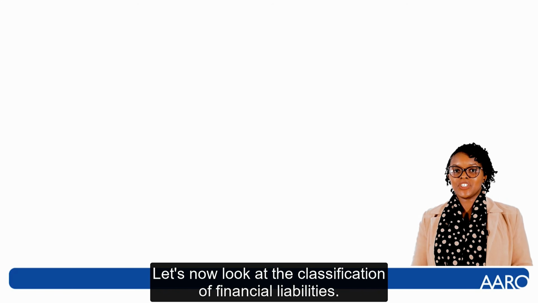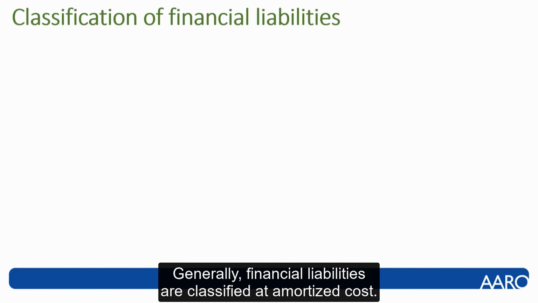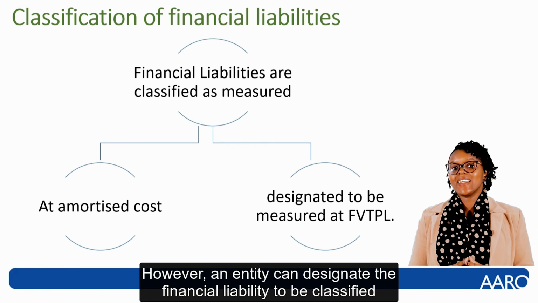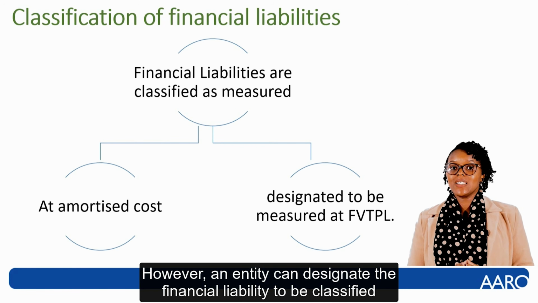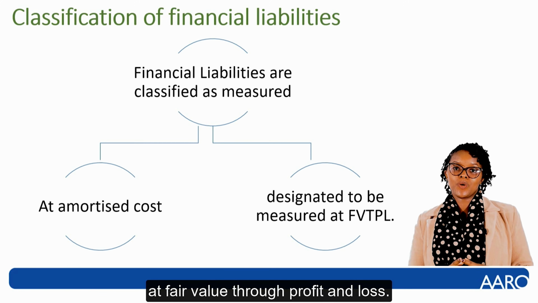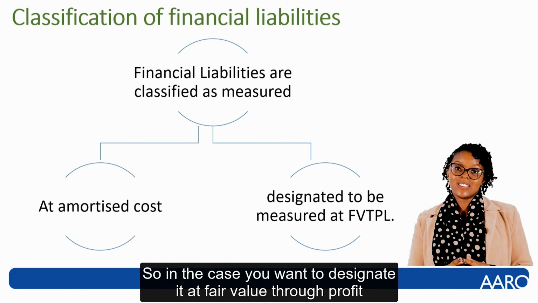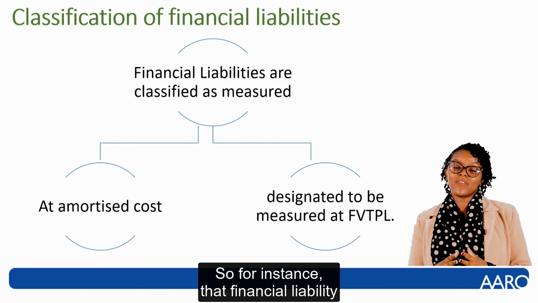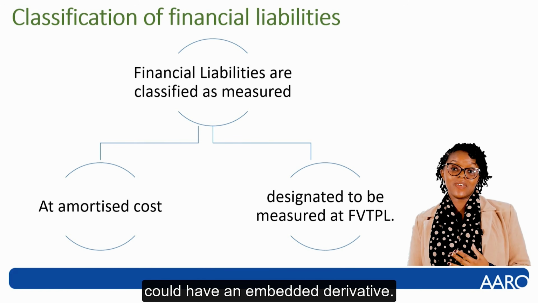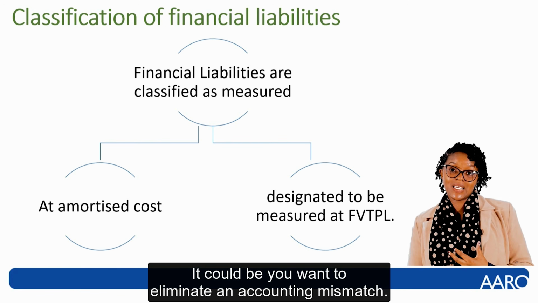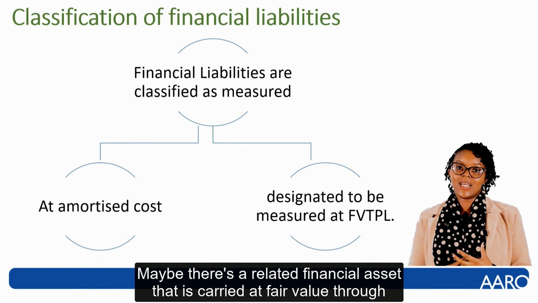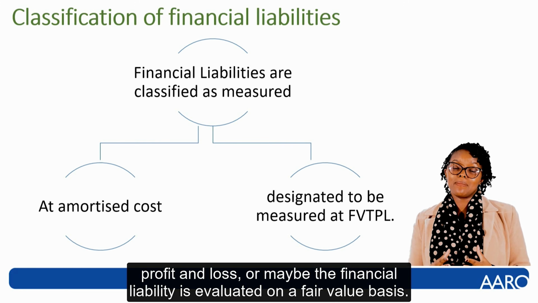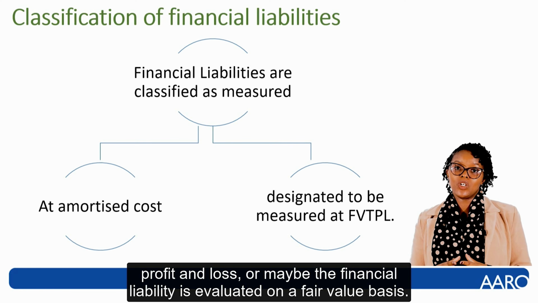Let's now look at the classification of financial liabilities. Generally, financial liabilities are classified at amortized cost. However, an entity can designate the financial liability to be classified at fair value through profit and loss. So in the case you want to designate it at fair value through profit and loss, you should have a reason. So for instance, that financial liability could have an embedded derivative. It could be you want to eliminate an accounting mismatch. Maybe there's a related financial asset that is carried at fair value through profit and loss. Or maybe the financial liability is evaluated on a fair value basis.